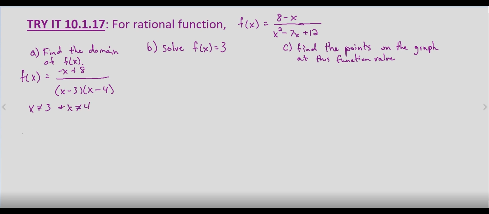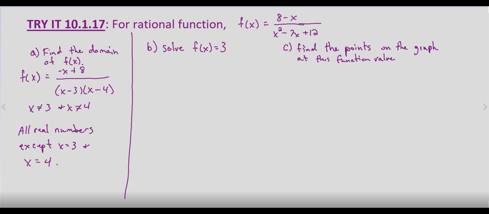So our domain is all real numbers except x equals 3 and x equals 4. Now we're asked to solve for f of x equals 3. So we can just take our function, 8 minus x over x squared minus 7x plus 12, and set it equal to 3.